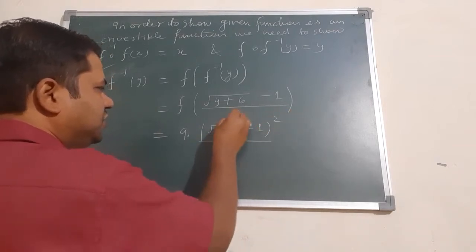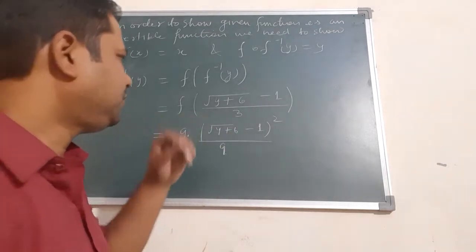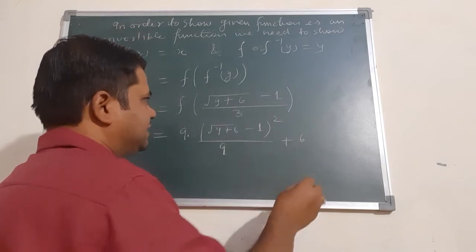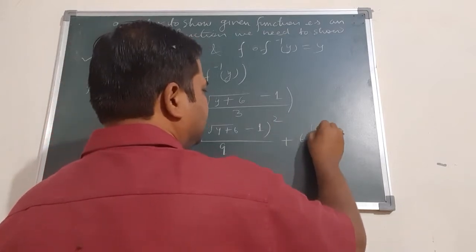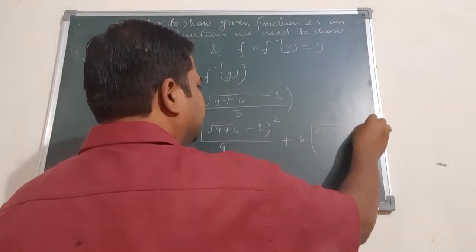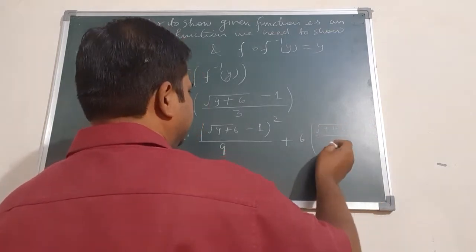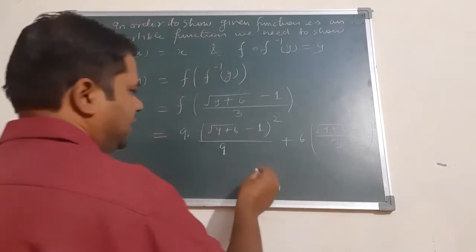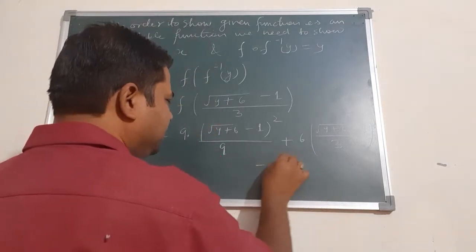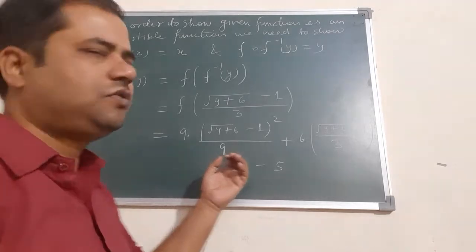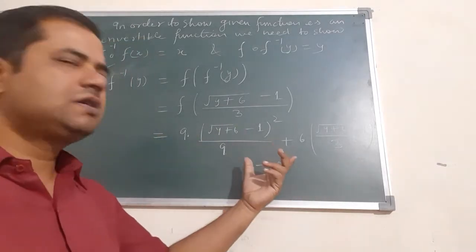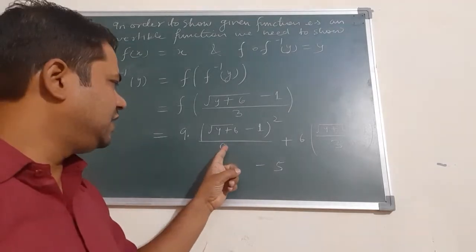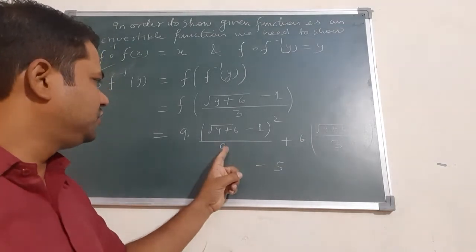whole square upon 3, 3 is a 9. And then plus 6 into x, 6 times root of y plus 6 minus 1 divided by 3. Okay, and plus minus of 5. And this is homework for you. You solve it and get y. If you have any doubt, I am going to explain it to you.